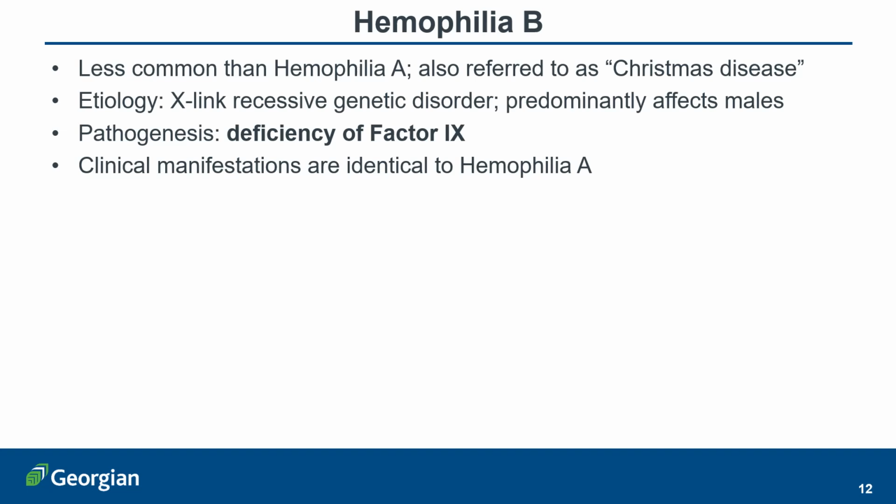Hence, it predominantly affects males. The clinical manifestations of hemophilia B are almost identical to hemophilia A. The hallmark clinical manifestation, remember, is bleeding into the joints or hemarthrosis.